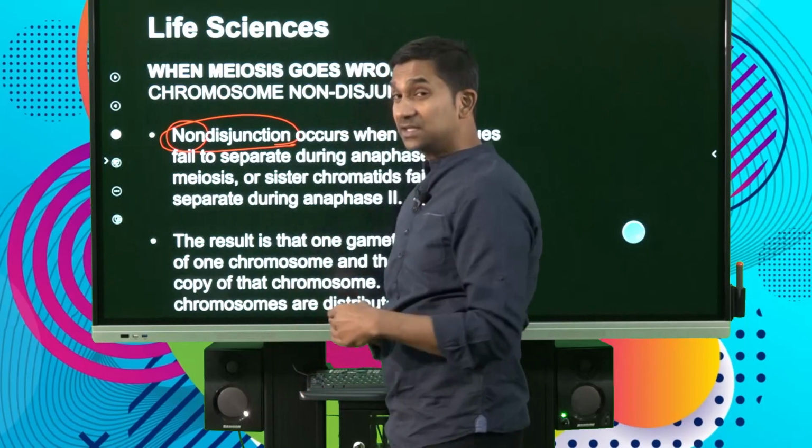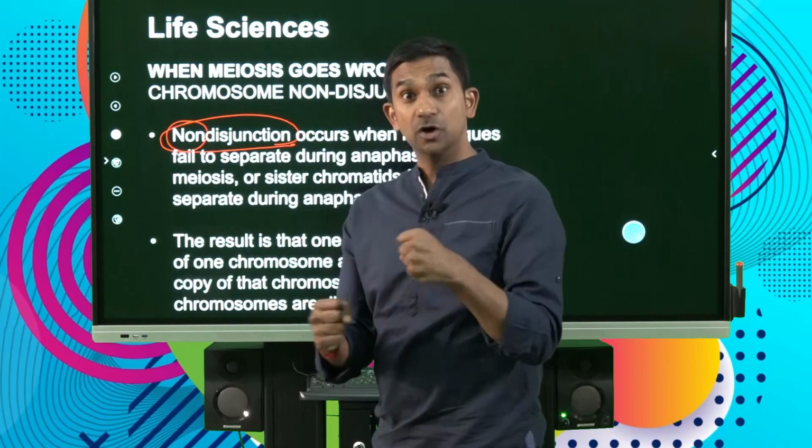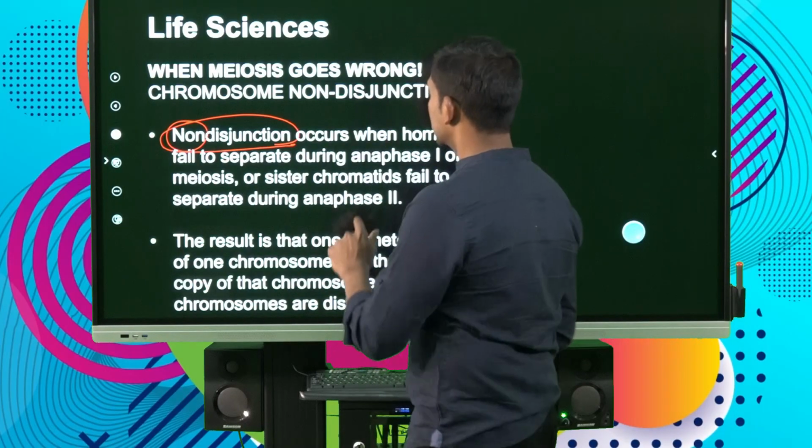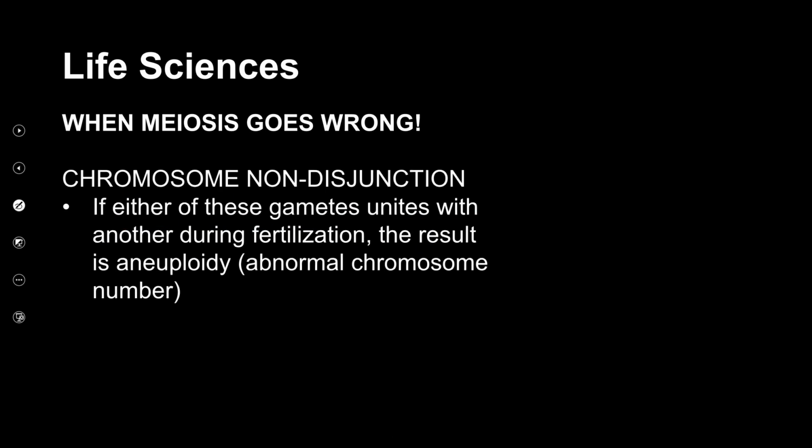Now, we find that in certain chromosomes this does not always occur, and that can create a non-separation of those chromosomes. So, non-disjunction occurs when homologous chromosomes fail to separate during anaphase 1 of meiosis, or the sister chromatids fail to separate during anaphase 2. This will then result in one of the gametes having 2 copies of one chromosome and the other having no copy of that chromosome. The other chromosomes are distributed normally except for the pair that have not separated. We refer to this as chromosome non-disjunction.